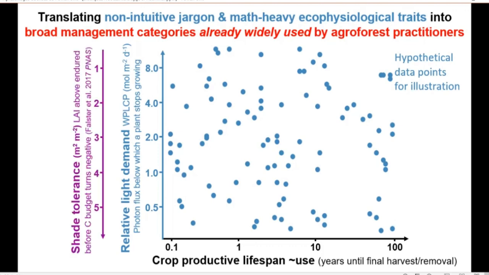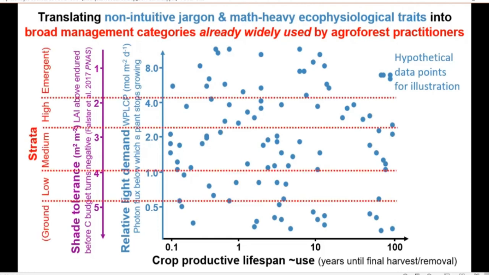So we can redefine this in a maybe more intuitive way, which is the leaf area above a plant that a plant can tolerate before it stops growing. So it's the same principle, but not in terms of photon flux, but in terms of shading. So it's the inverse. That's why the arrows are going in opposite directions. The relative light demand is the inverse of shade tolerance. But again, it's still quite tricky to engage a broad audience.